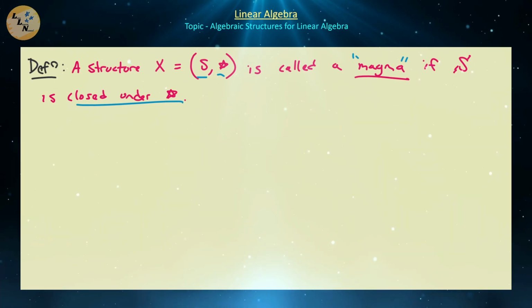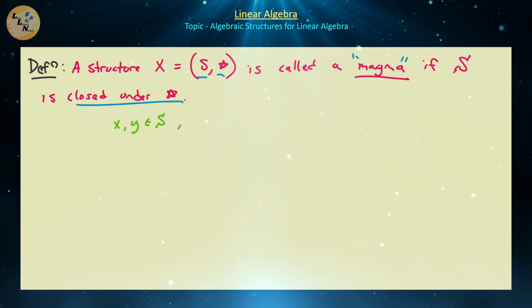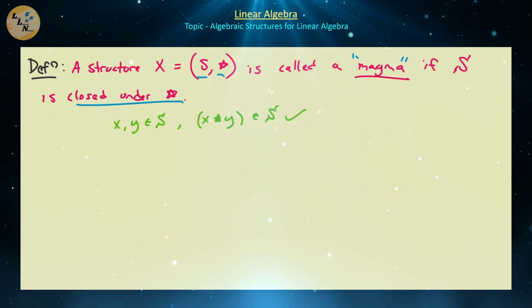So what do we mean by closed, in case you don't remember? We're going to choose two arbitrary elements x and y in our set S, and if S is closed under that star operation, then regardless of the elements x and y we have chosen, once we star those two elements, that must also be in S. If that is true, then we say that that set is closed under that binary operation. And the structure X, which is the pair of that set with that binary operation, is called a magma. So let's look at our first pedagogical example.